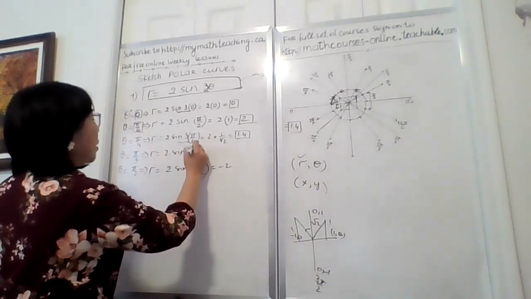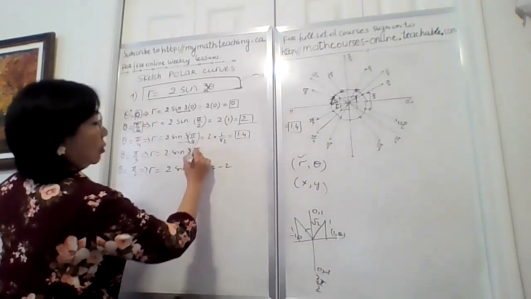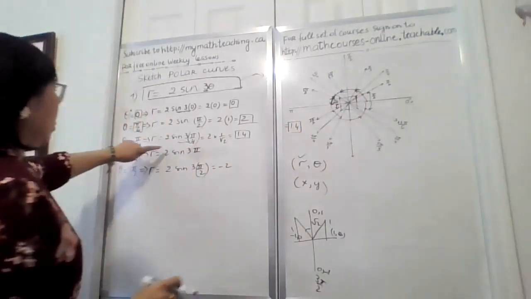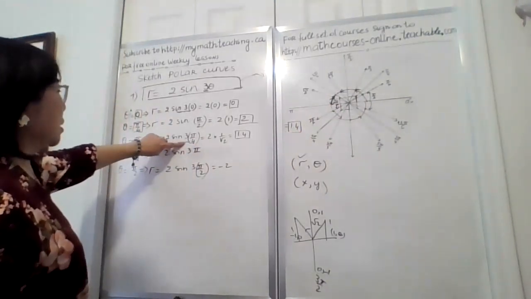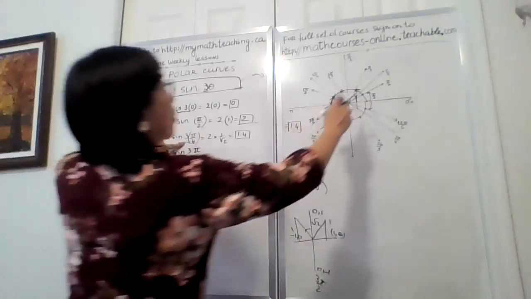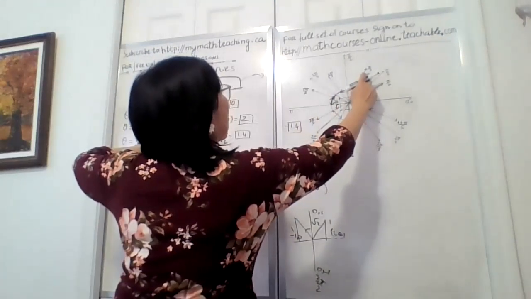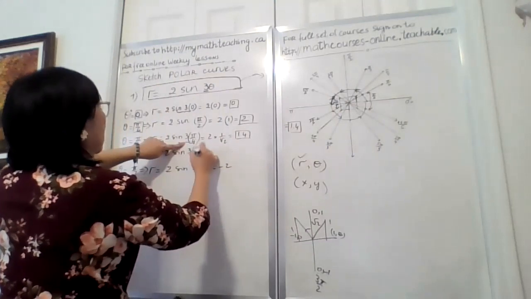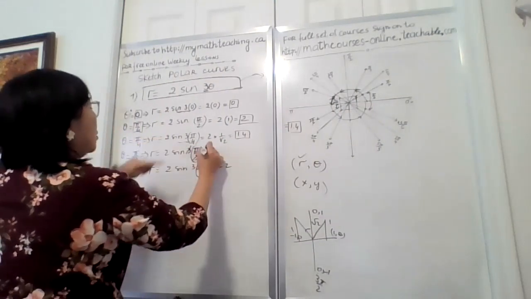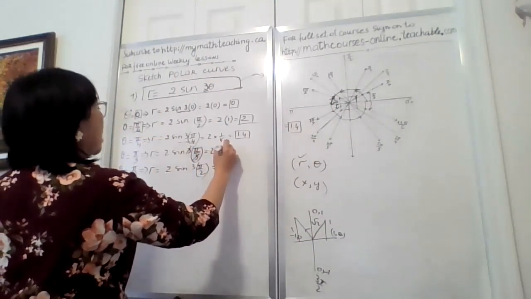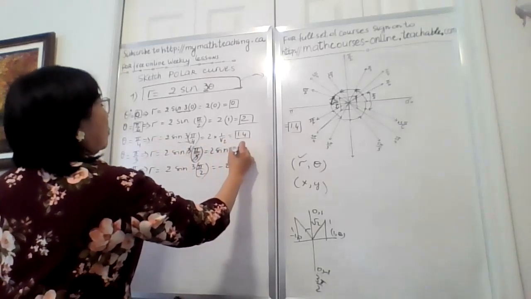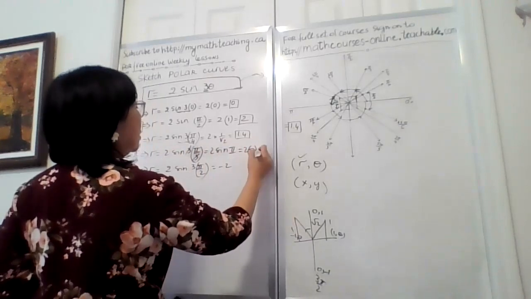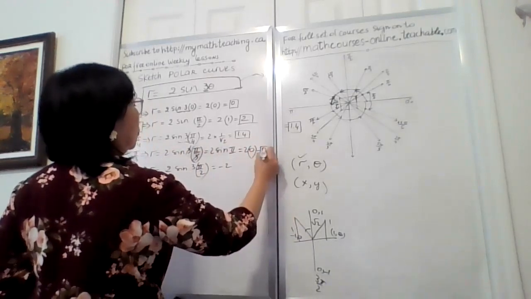So 2 times sine 3 times pi over 3, which is this one. So pi over 3, we cancel the 3, so that equals 2 times sine pi, which equals 2 times 0. So this equals 0.